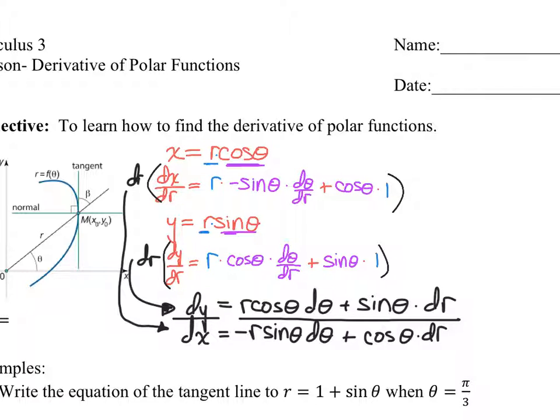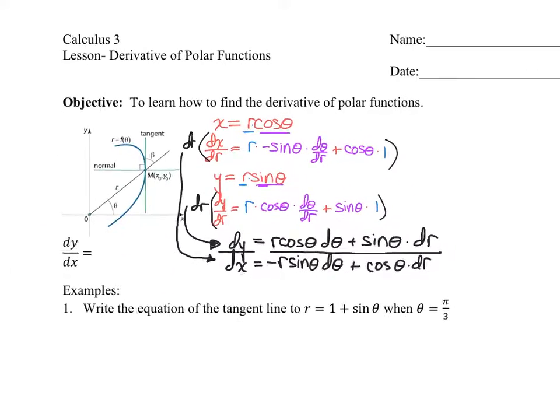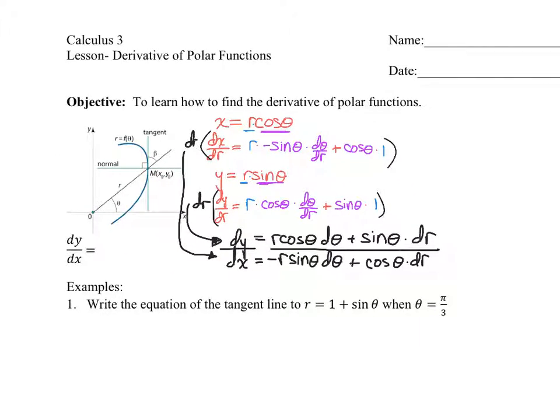So dy/dx is equal to (r cosine theta d theta plus sine theta dr) over (negative r sine theta d theta plus cosine theta dr). Rolls right off the tongue. So, just commit that to memory and you'll never have a problem. Obviously not. So it ends up on an index card that you reference. And then after that, it's like, okay, cool.